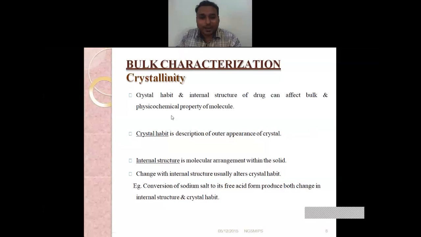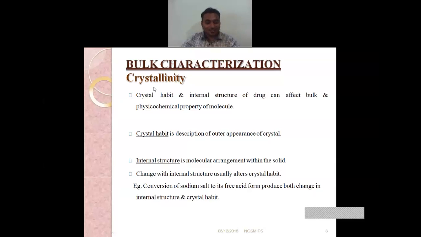So bulk characterization. Bulk characterization, that means it is the properties of what? What do you understand by bulk characterization? Do you have any idea? No idea. Yes or no? No. Okay. So have you heard the term that is crystalline or amorphous?